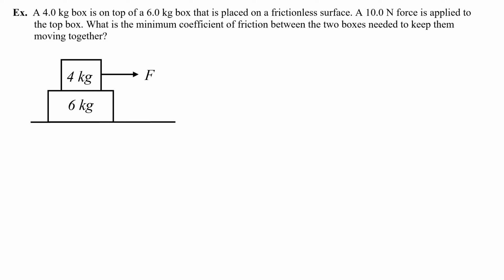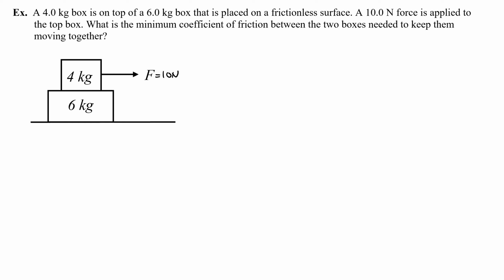Moving right along. A 4 kilogram box is on top of a 6 kilogram box that is placed on a frictionless surface. A 10 newton force is applied to the top of the box, so that's this applied force. What is the minimum coefficient of friction between the two boxes needed to keep them moving together?